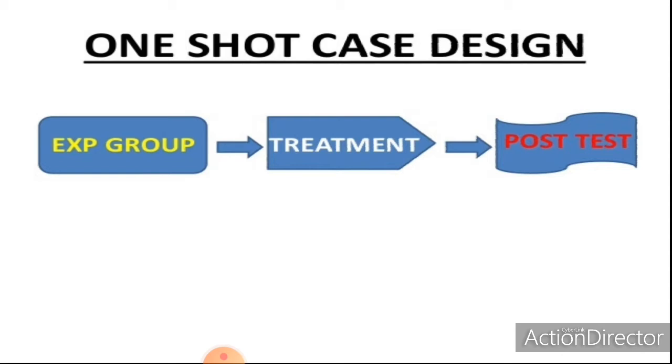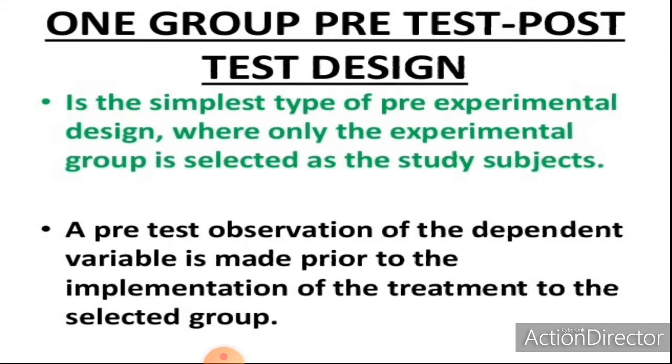Hope you get an idea regarding what is one shot case study design. Now the second category of pre-experimental design is one group pre-test post-test design. Here also researchers select one group, that is the experimental group. That is why this design is known as one group pre-test post-test design.